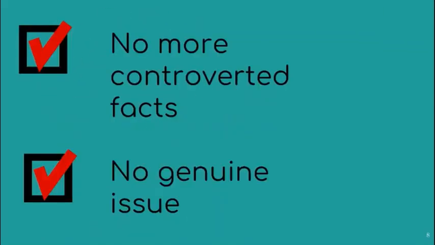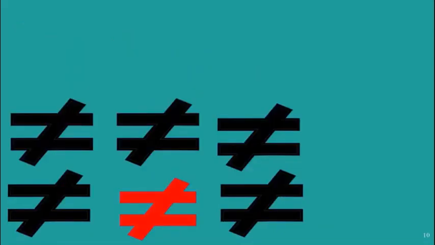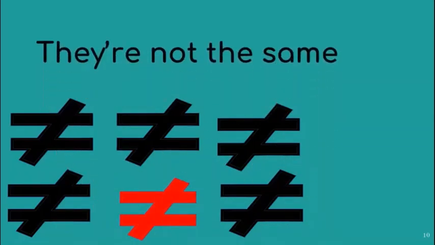The first is when there are no more controverted facts. Second, when there is no genuine issue. Third, in the absence of any issue. And fourth, when the answer fails to tender an issue. You may think that these are the same situations. However, when you examine each of these 4 situations, you realize that they are not the same at all.